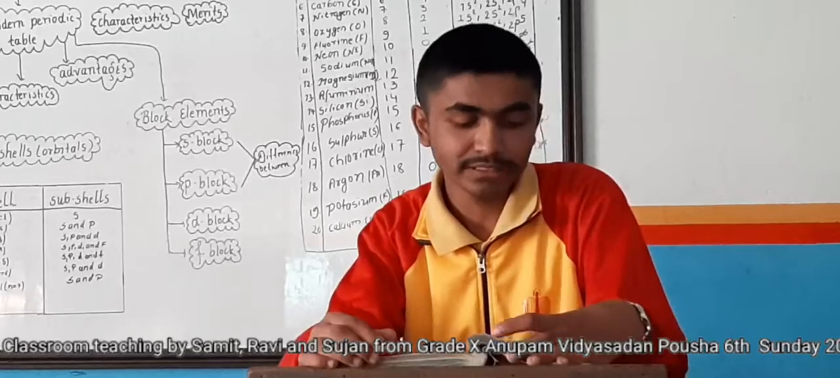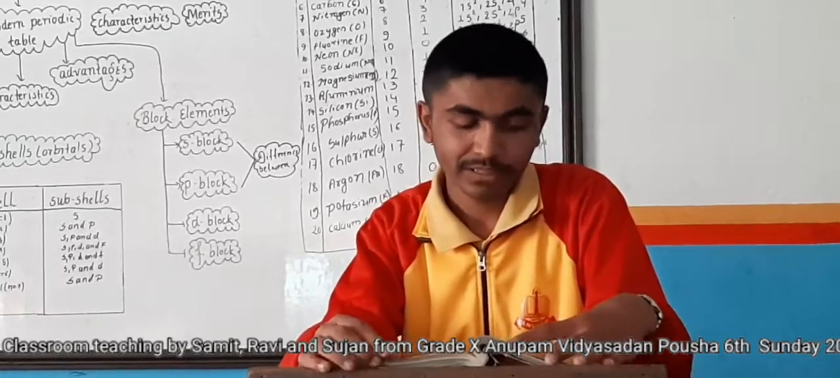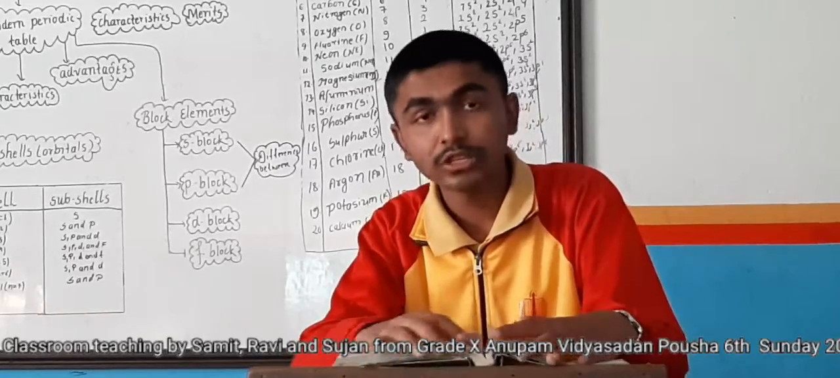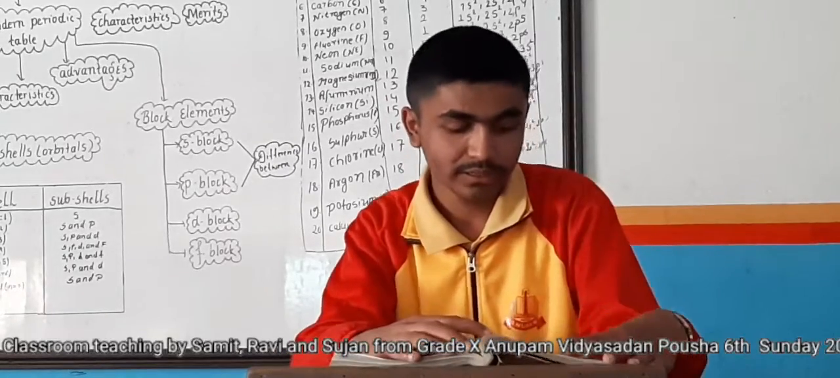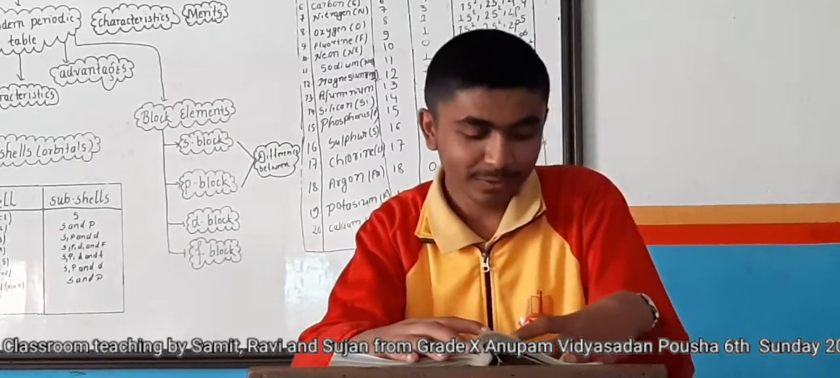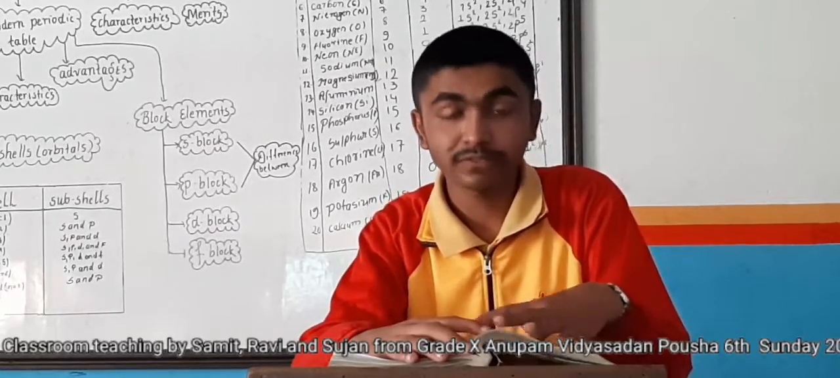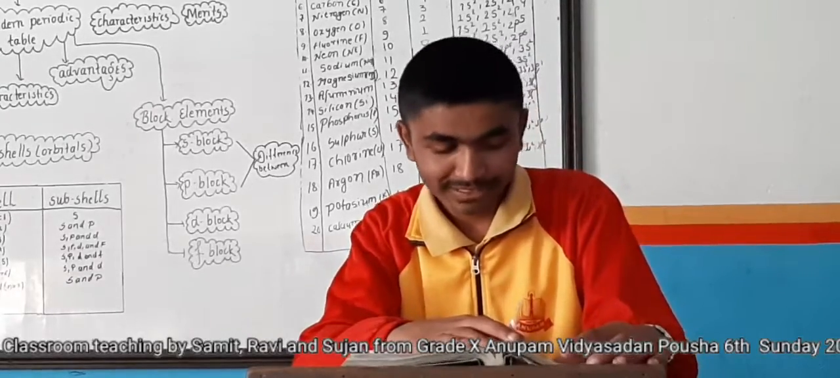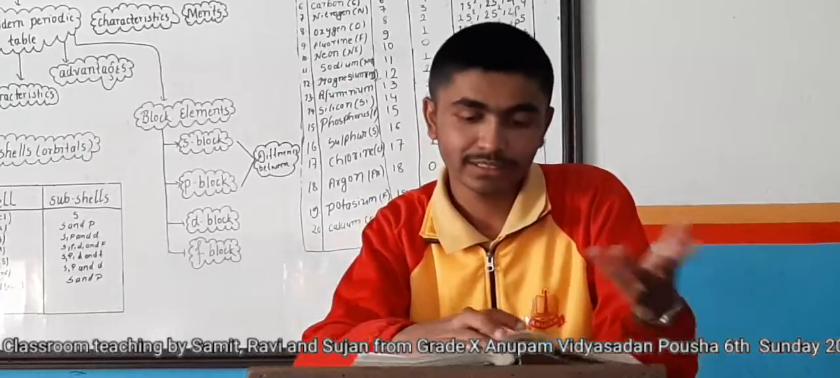Characteristics of groups: valence electrons. The atoms of the elements in a group have the same electronic configuration in their outermost shell. Valency: in a group, almost all the elements have the same valency. The elements of group 0 have no valency.